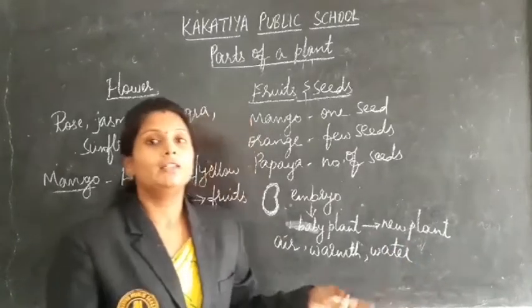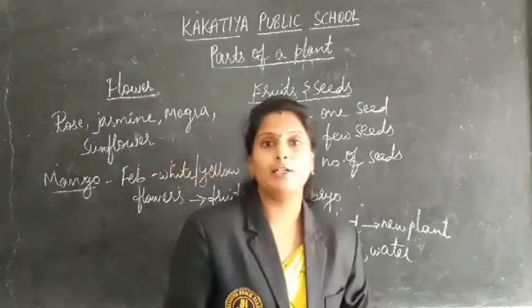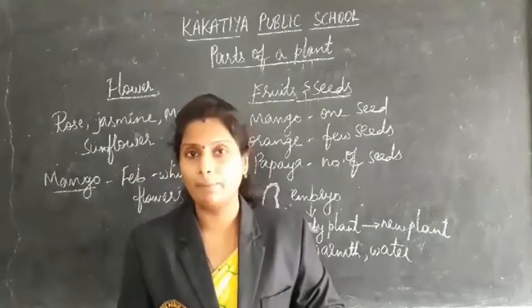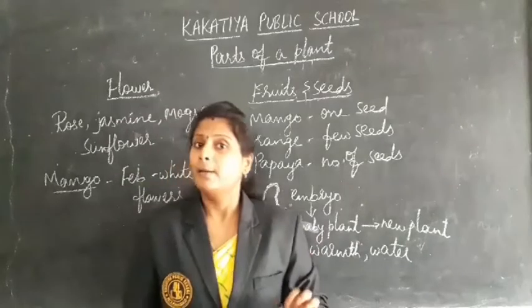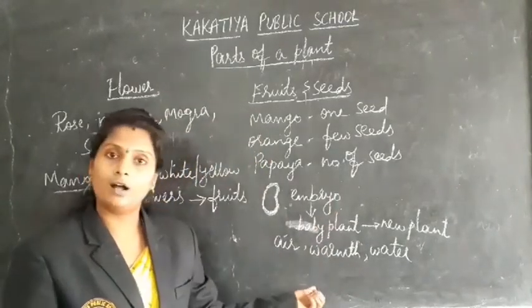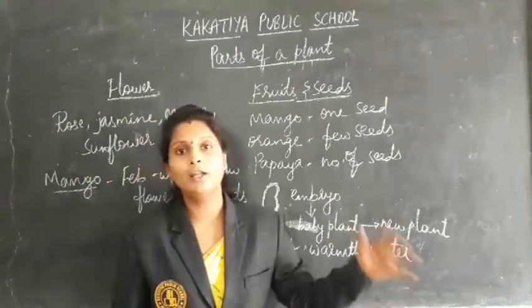In this way, we are getting the seeds. In case of animals, I told you that animals reproduce by laying eggs or giving birth directly. But in case of plants, seeds are the main source of getting new plants. Under favorable conditions, seeds grow into new plants.